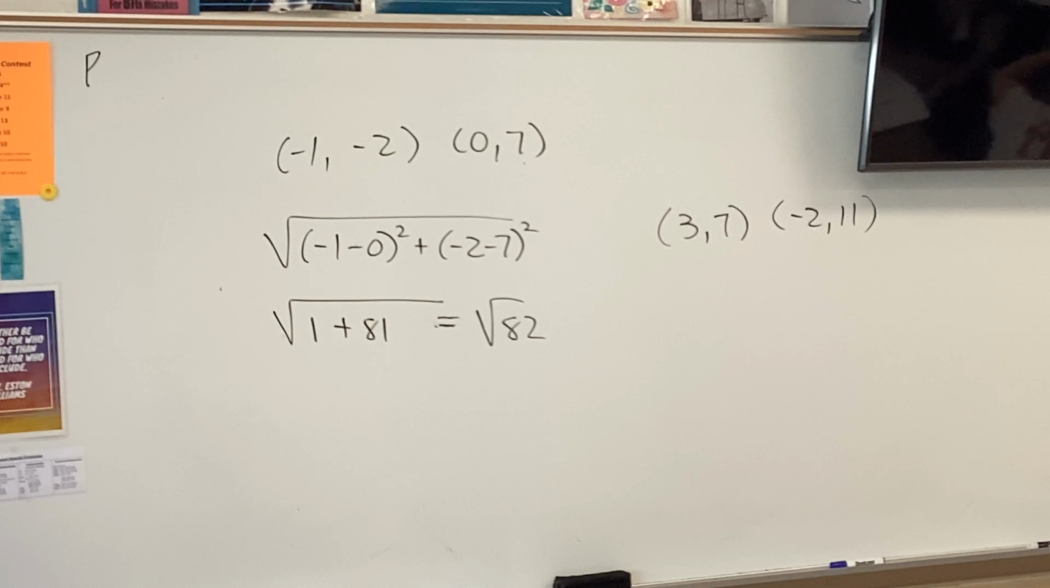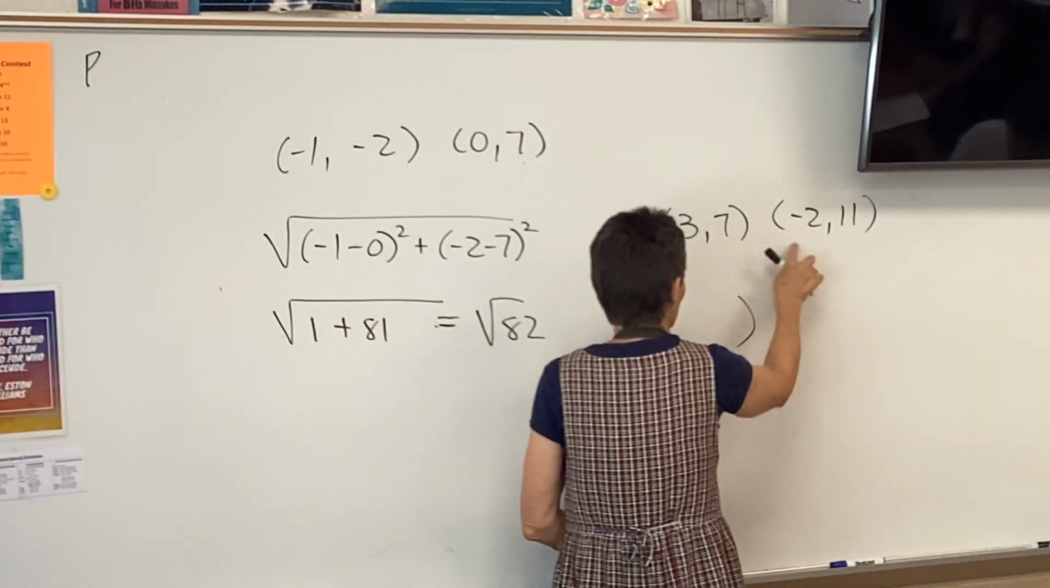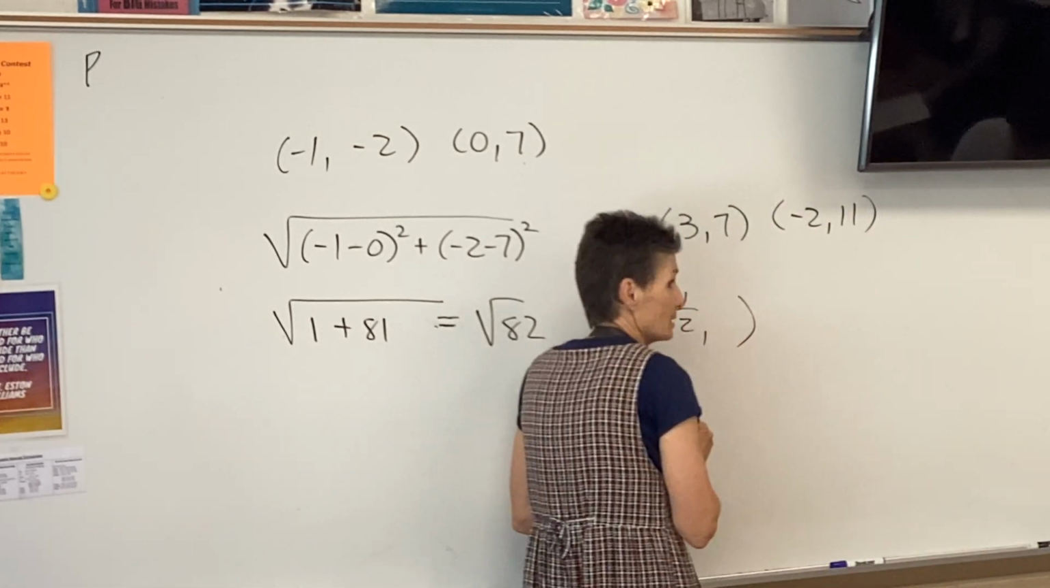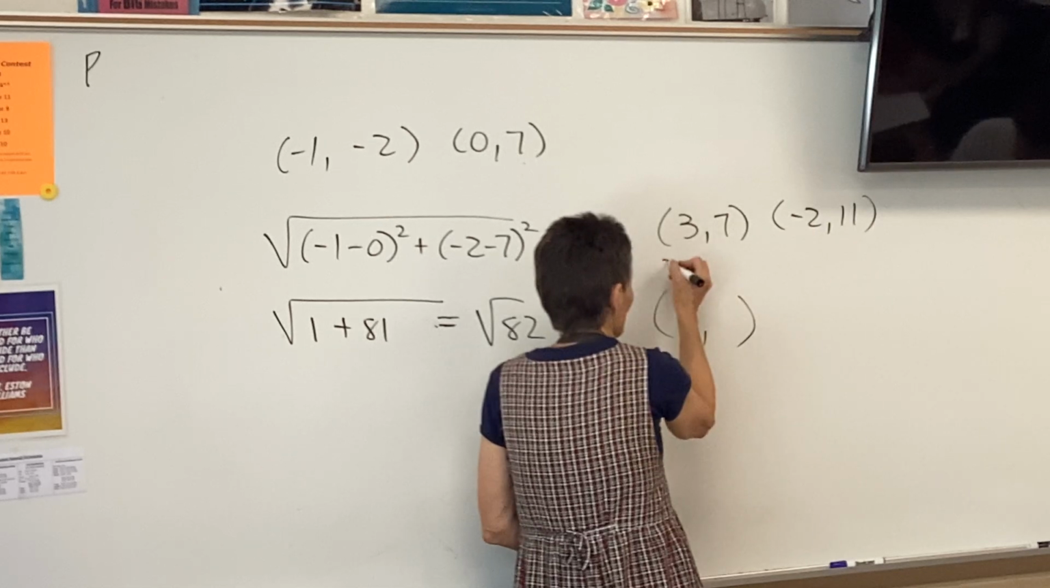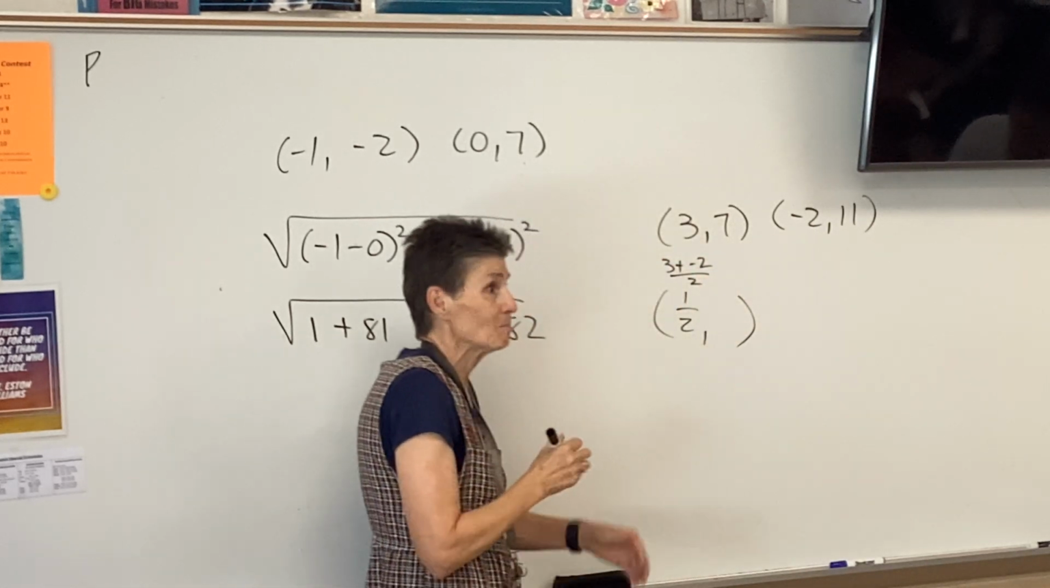Add them and then divide by how many you got. Uh-huh. So since there's 2 x's, I'm going to add them and divide by 2. So that's 3 plus negative 2, over 2. That's the math I'm doing.